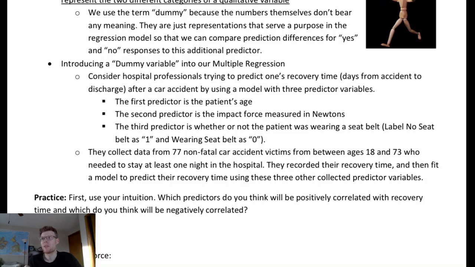And so if the patient was not wearing a seatbelt, we're going to label that as 1. And if they were wearing a seatbelt, we're going to label that as 0. So in other words, if they weren't wearing a seatbelt, then we are going to adjust our prediction. Whereas if they are wearing a seatbelt, our model is going to stand as it is without that adjustment.